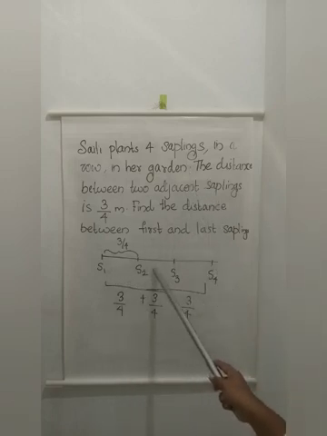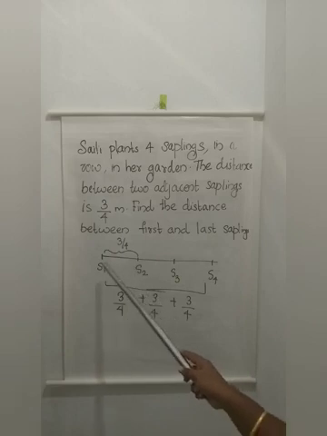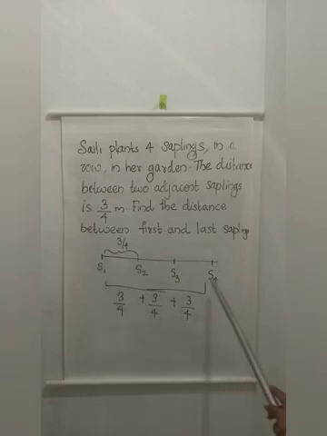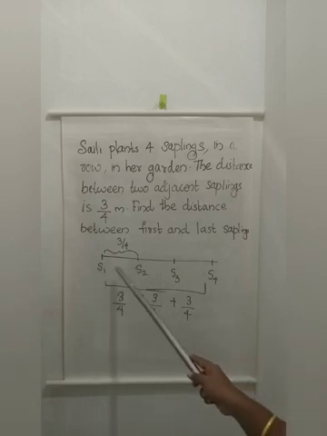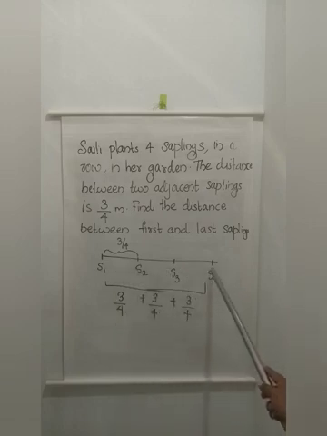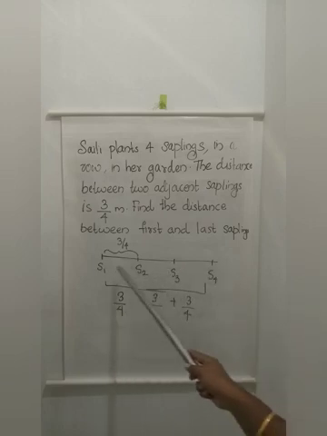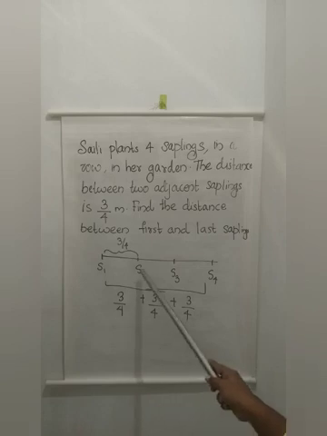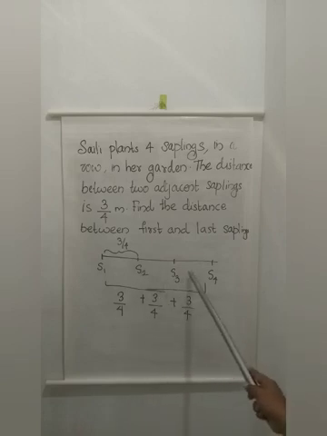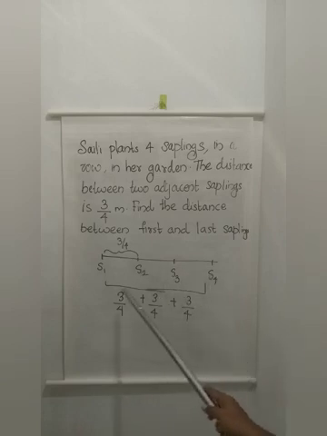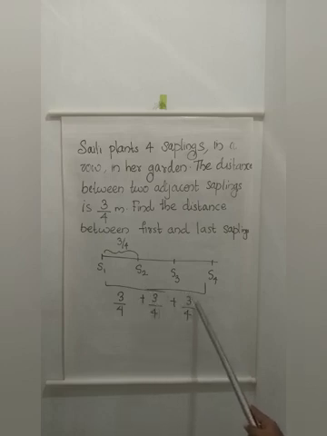So each distance is how much? 3 by 4. So in order to reach from S1 to S4, we are adding all these distances. Up to here it is 3 by 4, again up to here it is 3 by 4, and here also 3 by 4. So 3 by 4 plus 3 by 4 plus 3 by 4.